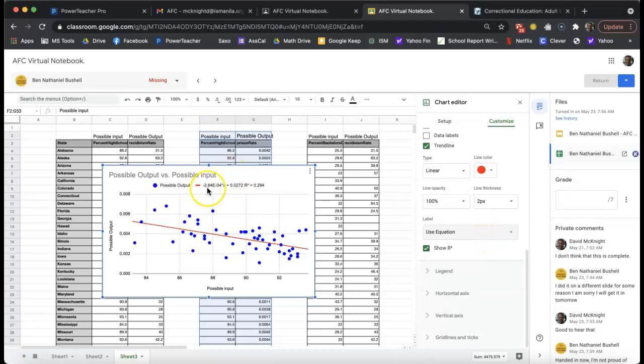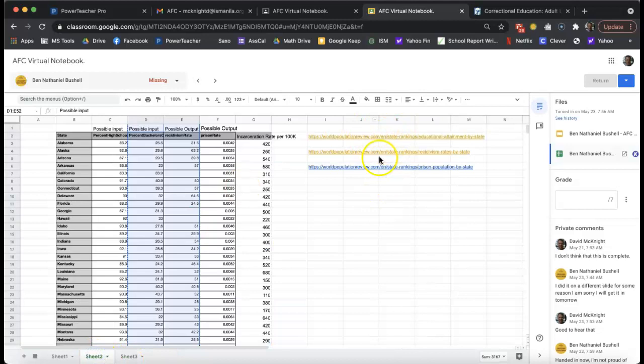So the equation tells you that for every percentage increase in people that graduate from high school, this is in scientific notation, so it's like 0.000264, sorry, decrease per thousand or whatever. You have to go back and check to see what that measurement is from here. I don't know, I'm going to just explore to see what that measurement is. Okay.